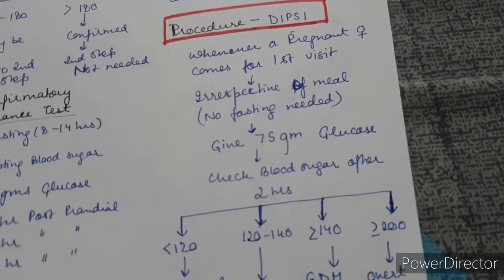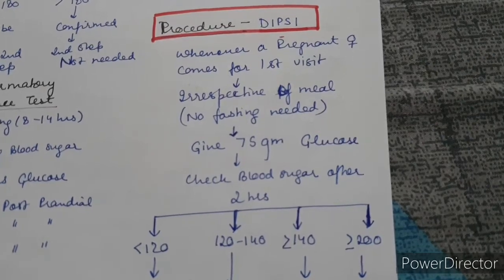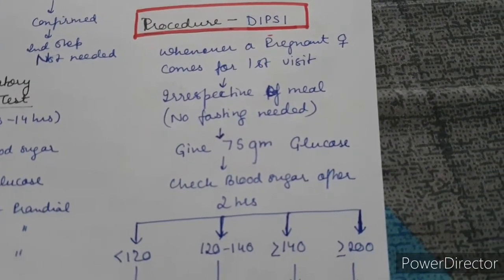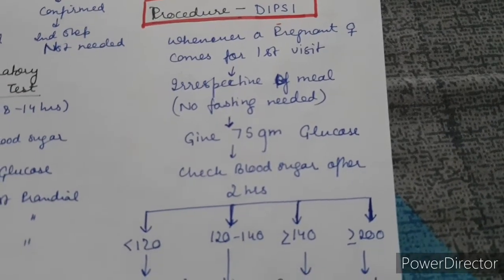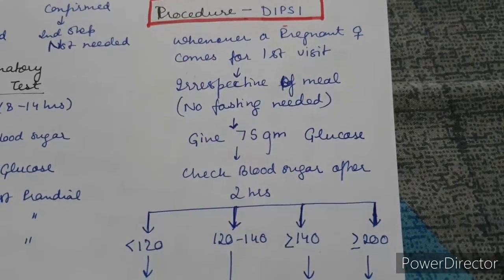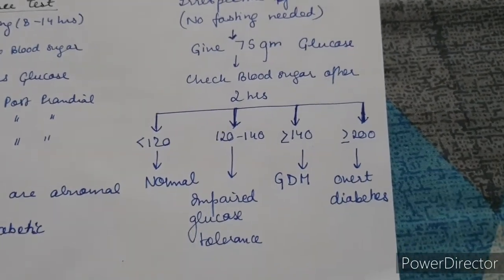Okay, now we talk about the procedure for the DIPSI, that is an Indian setup. Okay, so here what happens is that whenever a pregnant female has come for the first visit, okay, now irrespective of the meal, that is no fasting needed, you have to give her 75 gram glucose. Okay, and then you will be checking her blood sugar after 2 hours.